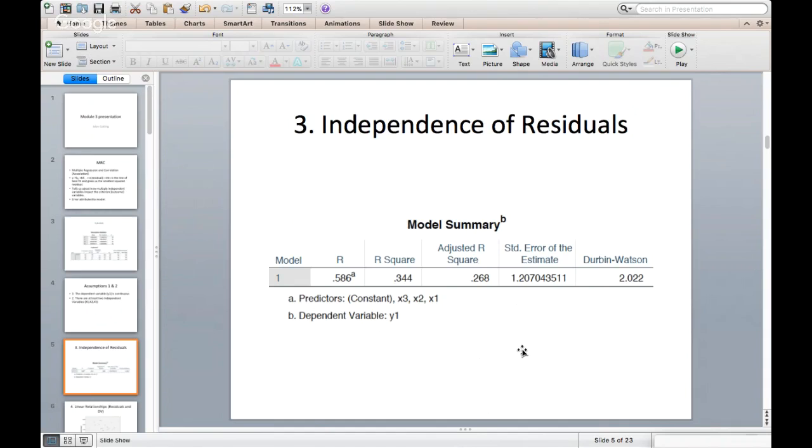Independence of residuals. For SPSS, it gave me the Durbin-Watson test, and that basically says if the value is 2 or close to 2, then we can safely assume that we did not violate the independence of residuals assumption. I don't have reason to believe that I violated that.